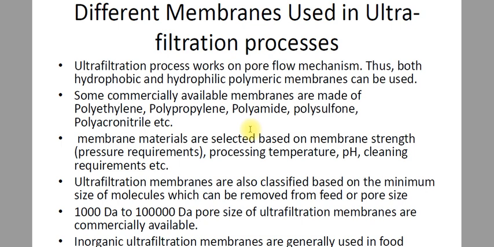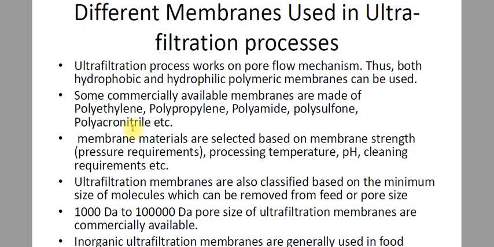A membrane might be hydrophobic or hydrophilic. In reverse osmosis, the membrane should be hydrophilic if you are using it for a water based system, but in ultrafiltration this is not a limit. You can use either a hydrophilic membrane or a hydrophobic membrane. Some commercially available membranes are made of polyethylene, polypropylene, polyamide, polysulfone and polyacrylonitrile. So a wide range of polymers can be used in the ultrafiltration membrane. Basically the membrane material depends upon the process.